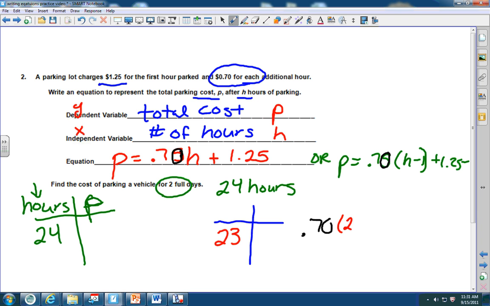times 23 plus 1.25. Okay, so if I go in there, either way I do it, I got 70 times 23 plus $1.25 gives me $17.35. Next one.